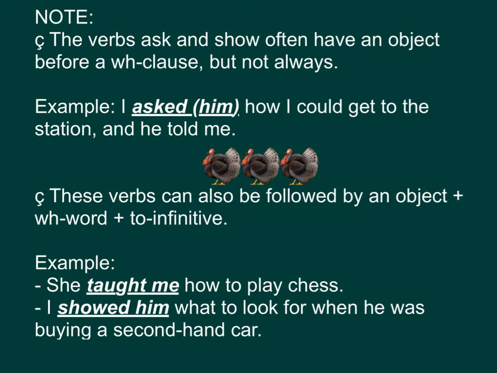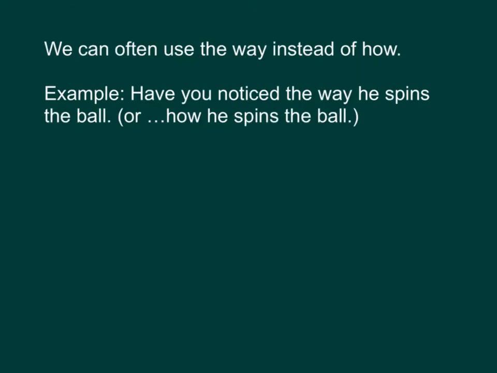These verbs can also be followed by an object plus WH word plus to-infinitive. For example, she taught me how to play chess. I showed him what to look for when he was buying a second-hand car. We can often use the way instead of how. For example, have you noticed the way he spins the ball, or how he spins the ball?